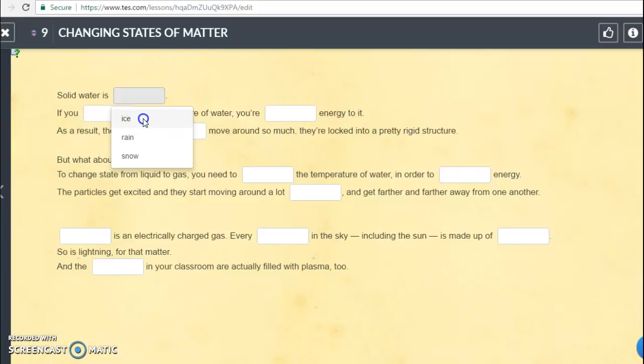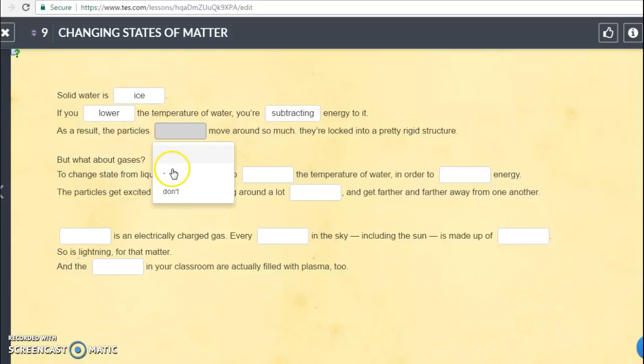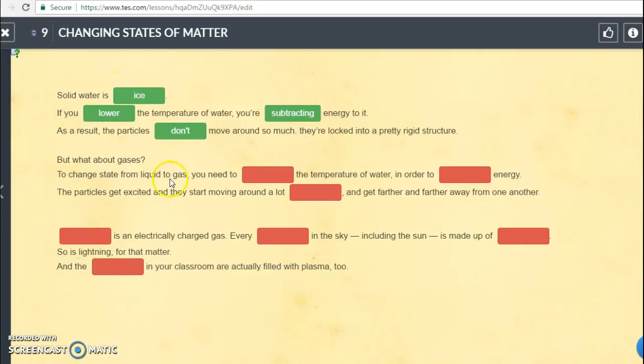Solid water is ice, and here, of course, we are going to a solid structure, so if you lower the temperature of water, you are subtracting energy to it, the particles don't move around so much, and so on and so forth, and then students can check. Of course, I haven't finished the exercise, but just to give you an idea. Of course, further testing and reinforcing on vocabulary and language structures will follow, but my lesson plan finishes here.